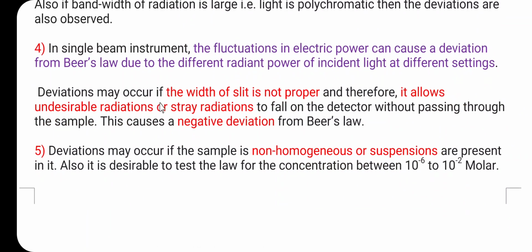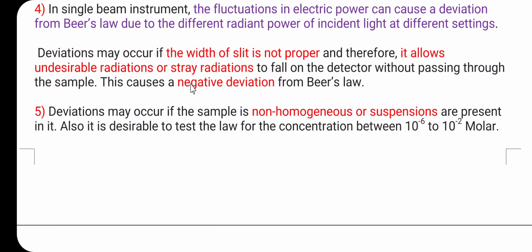Then deviation may occur if the width of the slit is not proper. This is very important. If the width of the slit is not proper, definitely there is a deviation from Beer's law. When the width of the slit is not proper, it allows undesirable or stray radiations to fall on the detector without passing through the sample. This causes negative deviation from Beer's law. So in the colorimeter the width of the slit should be proper. If it is not proper, then there is a deviation from Beer's law. This is the fourth factor.